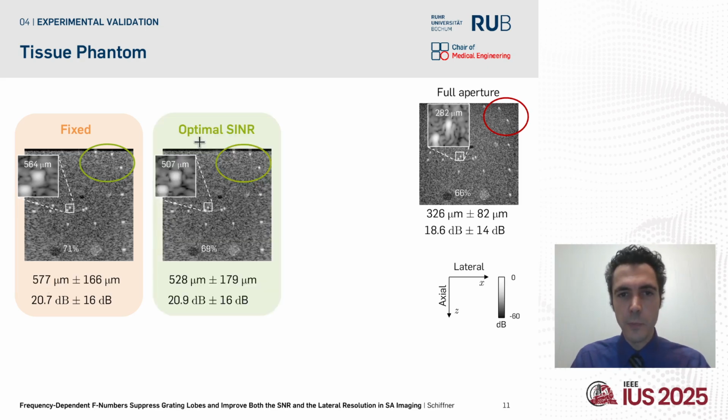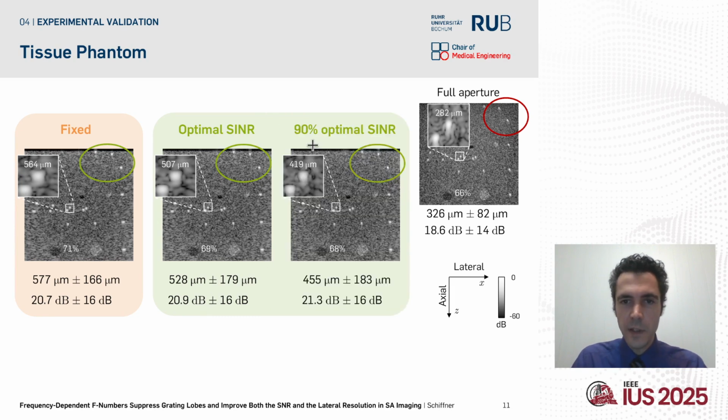The usage of the proposed F number with optimal signal-to-interference plus noise ratio improved the values of both the median wire width and the median signal-to-noise ratio. The usage of the 90% optimal signal-to-interference plus noise ratio further improved both metrics and still suppressed grating lobe artifacts.